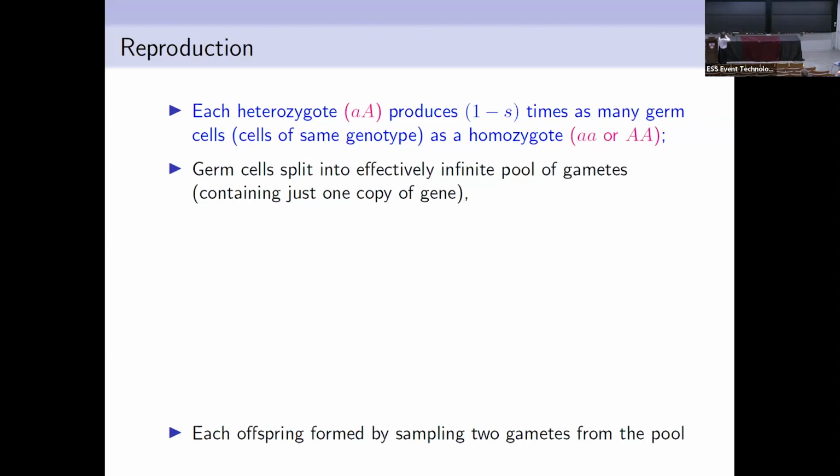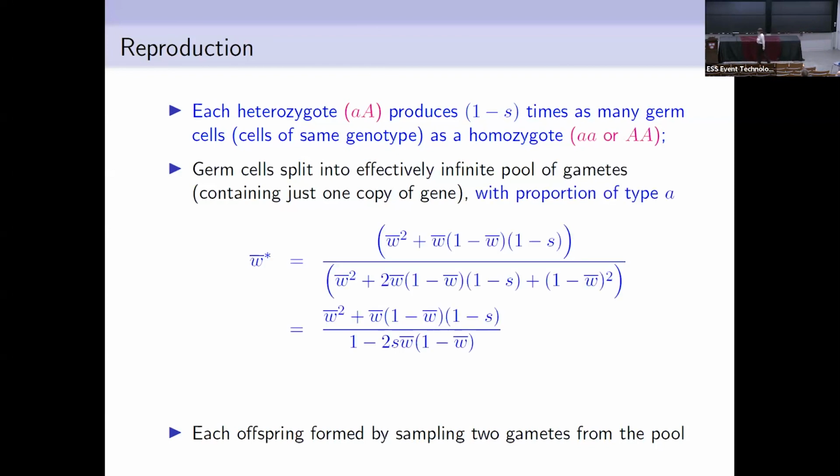So from those gametes, we produce a pool. So that's effectively the male and females, right, for your reproduction. And the next generation is formed by sampling 2 gametes from that pool, just uniformly at random. Okay. So where does selection come in? Well, if the proportion of type A in my adult population was W bar, then I can just work out what the proportion of type little a is going to be in my pool of gametes.